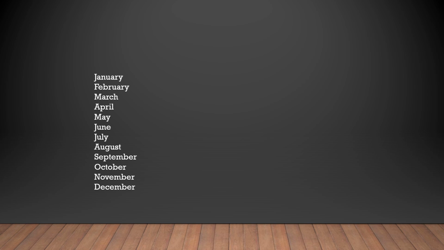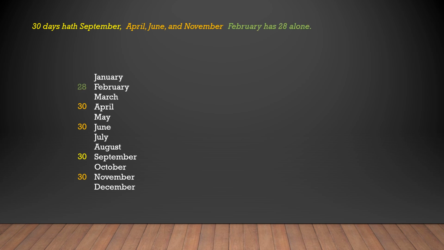There are a few ways you can recall that information. The following technique may be familiar to you already if you remember your nursery school rhymes or are a fan of obscure Batman villains. 30 days hath September, April, June, and November. February has 28 alone. All the rest have 31.